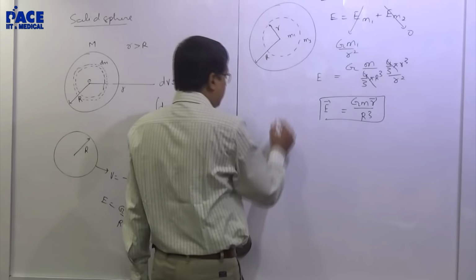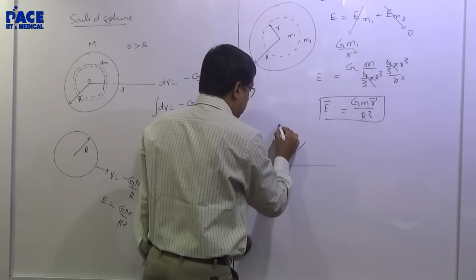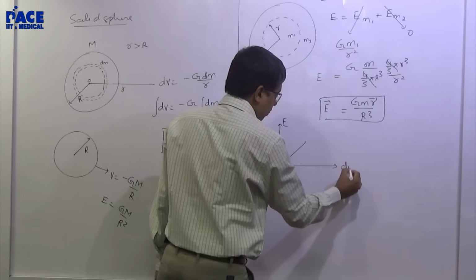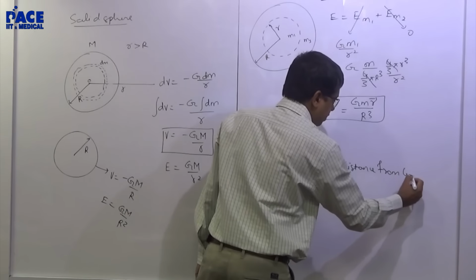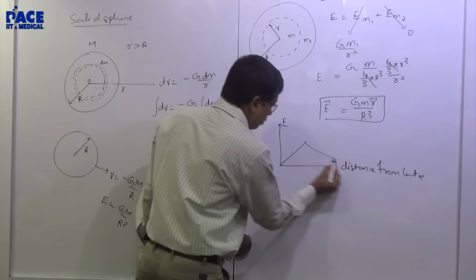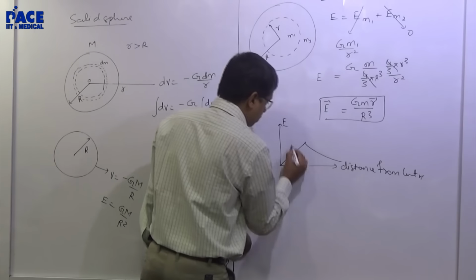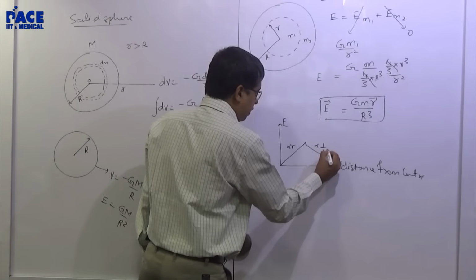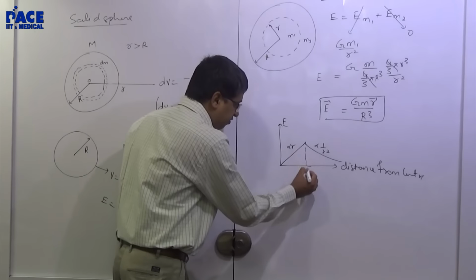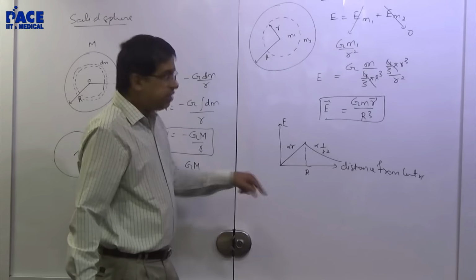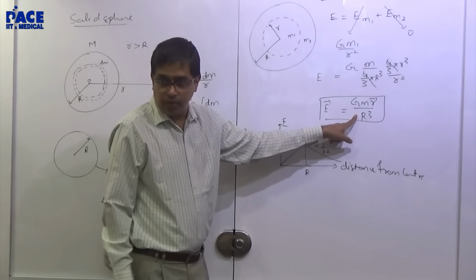That means till you come to the surface, the field is directly proportional to r, the distance from center. Once you come to the surface, the field will become inversely proportional to r square. Directly proportional to r till you come to the surface, then inversely proportional to r square. So inside the solid sphere, as I am moving away from the center, this will be the formula.